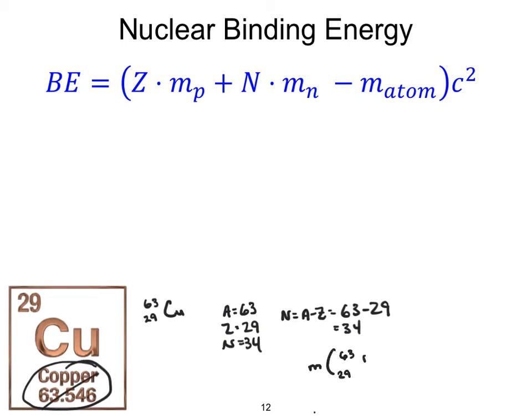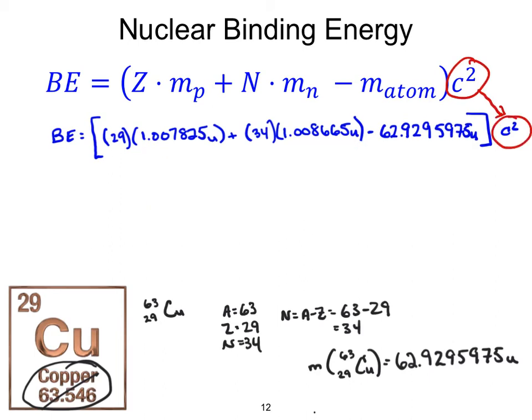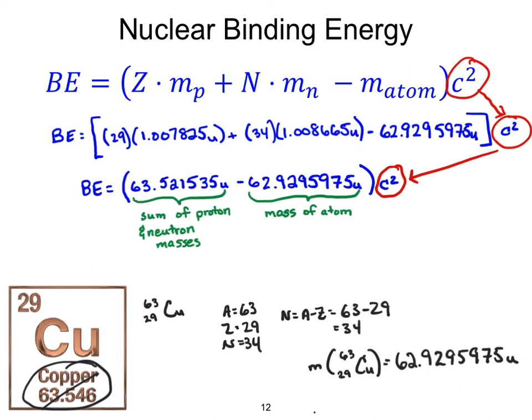You can probably find this online pretty easily, but I will just tell you that we will use an atomic weight of 62.9295975 u, or atomic mass units. So we can plug all of these values into the equation, leaving the c squared exactly as it is. I like to add the protons and neutrons first. You can see that this number should be very close to the mass of the atom. So this is a nice check to make sure you did the math right so far.